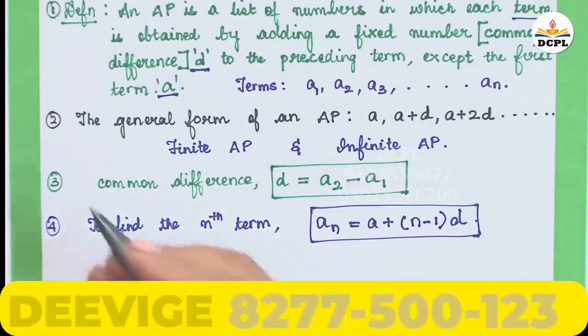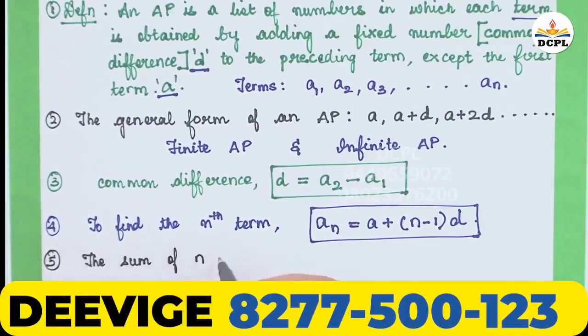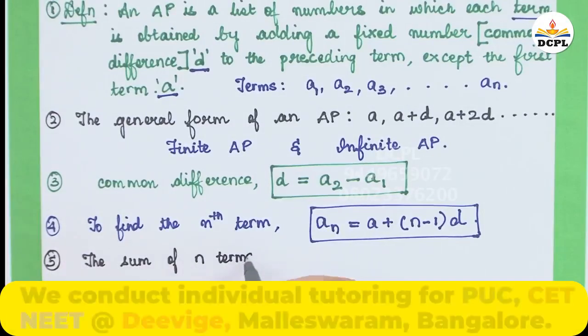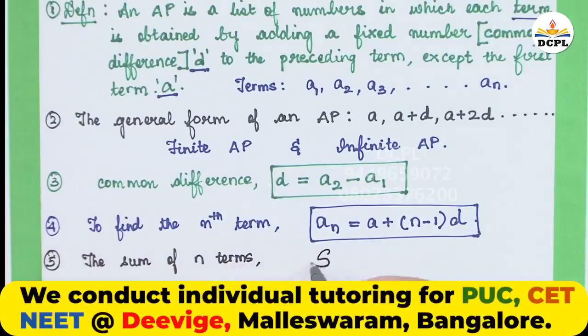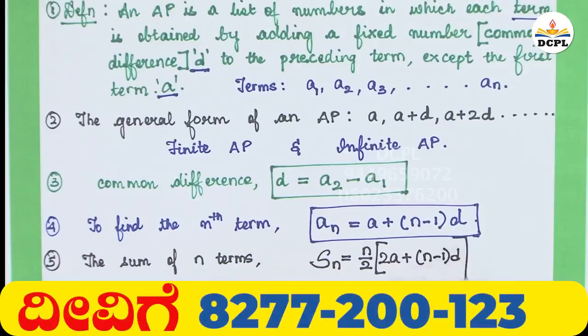And finally, we learnt to calculate the sum of n terms, which is nothing but the series Sn is equal to n by 2 into 2a plus n minus 1 into d, or if the last term is known, then it is n by 2 into a plus l.